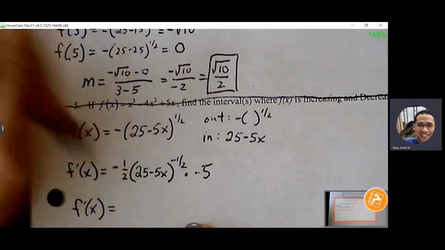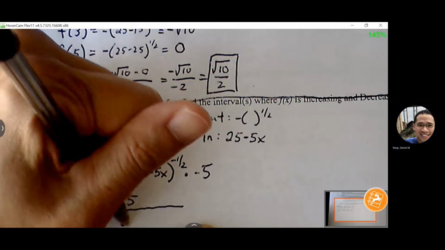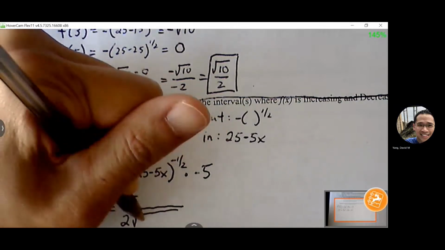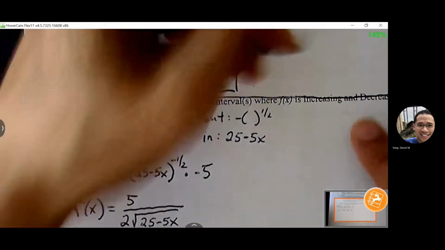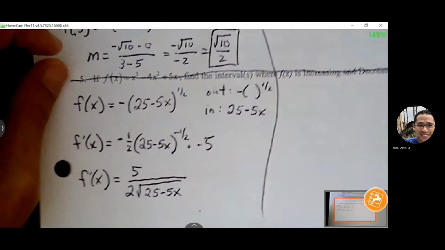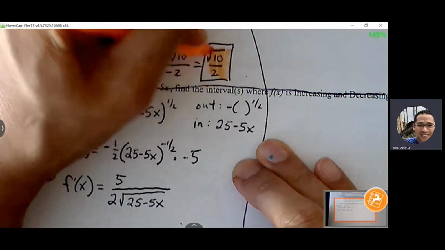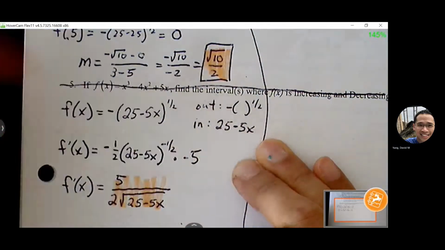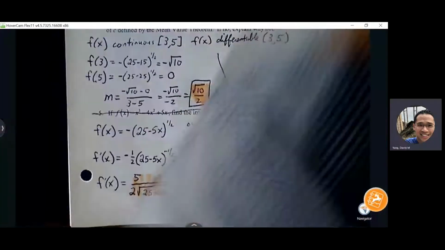Okay, I'll do some cleanup here. The negatives cancel out. The 5 goes up top. The 2 goes below, and the square root also goes below. So now we're just going to set our derivative equal to our slope. Put this up here.